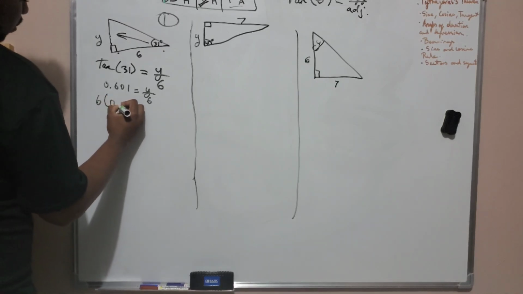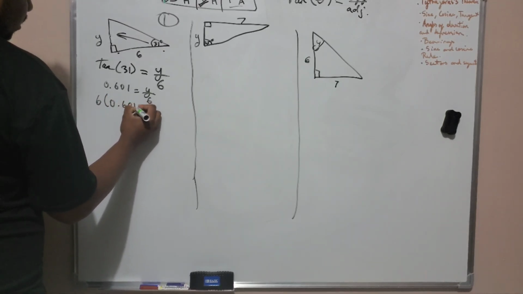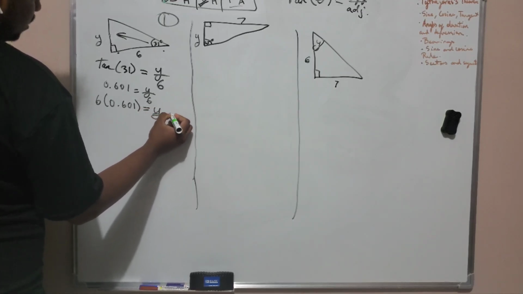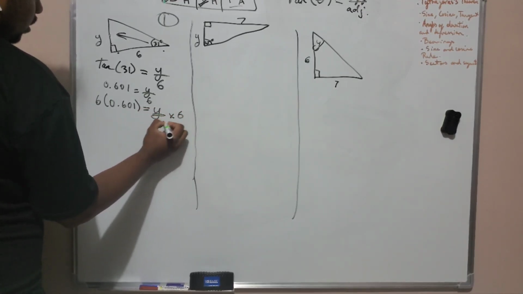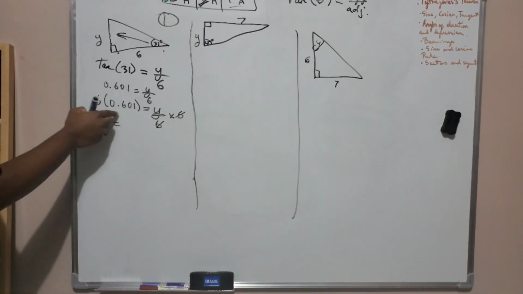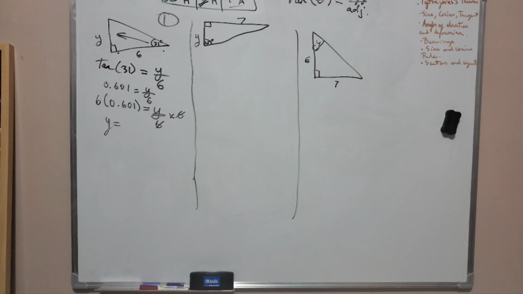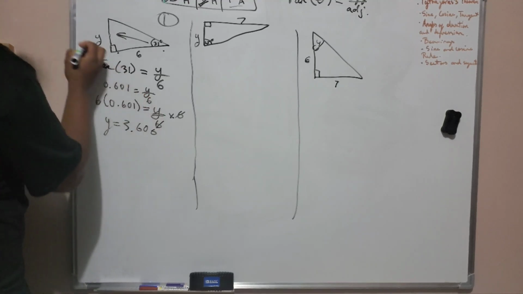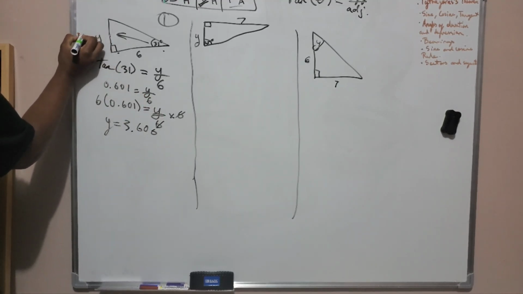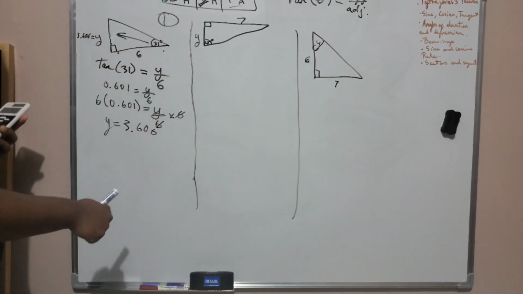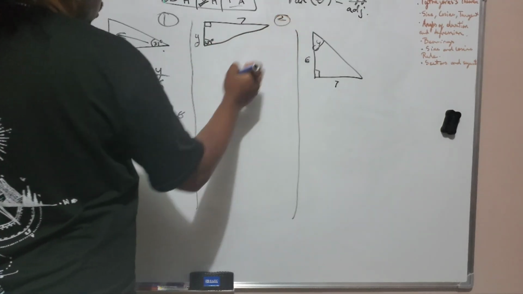So we'll get 6 multiplied by 0.601 is equal to y over 6 multiplied by 6. The 6 is cancelled. So now we have y is equal to 6 multiplied by that, which works out to be 3.606. So we solved for y here using the other 2 values that we have. We move on to question 2 now.